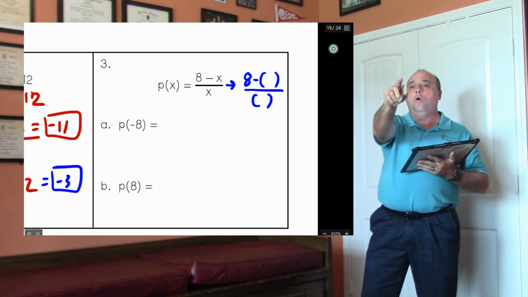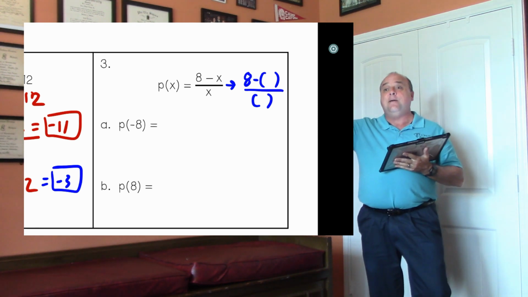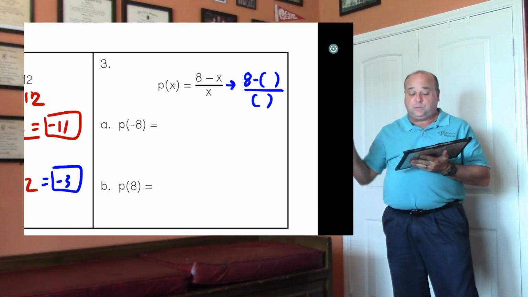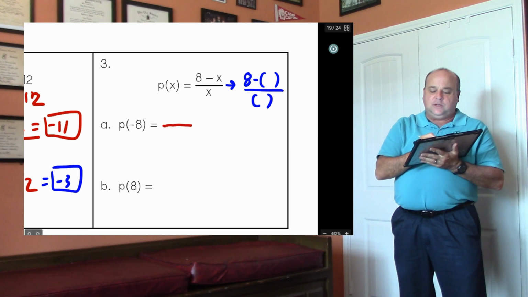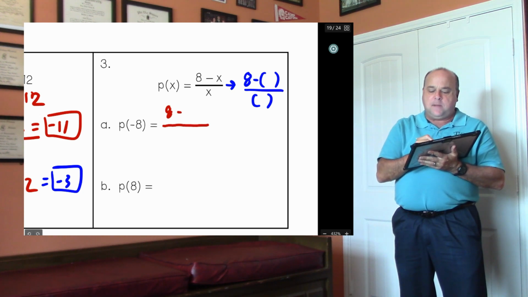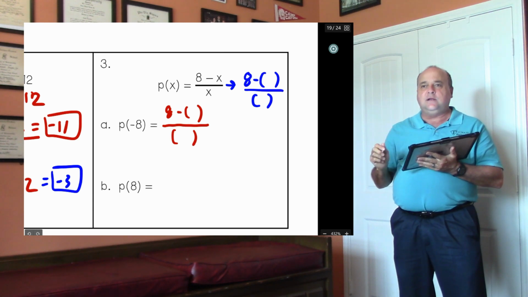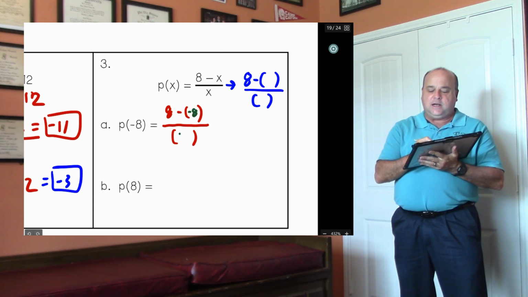This function has more power. A function can have more than one variable, especially quadratics, and we'll get into that after Christmas. So let's do this one. Draw a fraction bar, 8 minus parentheses over parentheses. And what will I plug into that parentheses? I'm going to put a negative 8 in here, right?